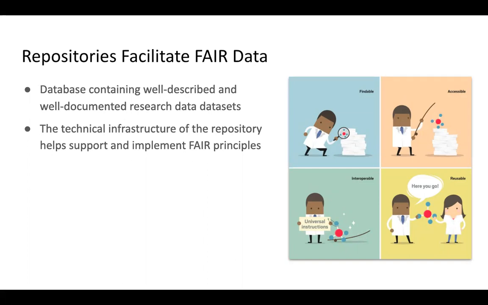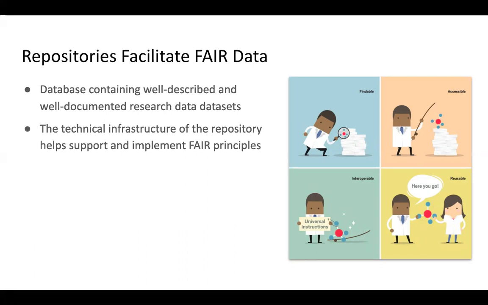So throughout our exploration of each of the 4 elements of FAIR, Findable, Accessible, Interoperable, and Reusable, we have seen how data repositories facilitate and enable data to be FAIR. Repositories are databases containing well-described and well-documented research data sets. A good repository will help make your data more valuable for current and future research.